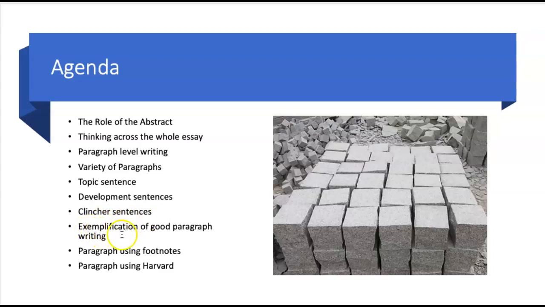I'm going to be looking at some examples of good paragraph writing from students who've written EPQ reports, and I'll look at two different types of referencing in that. I'll look at paragraphs that use footnotes, that are using the Modern Humanities Research Association idea of referencing, and I'll also be looking at Harvard, which is our favorite referencing technique within the EPQ.